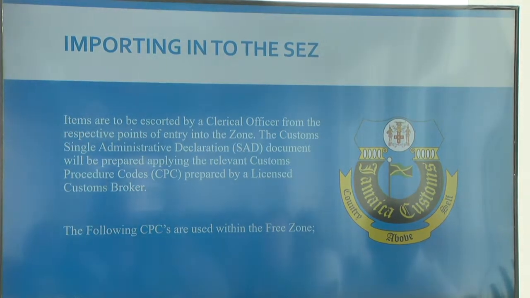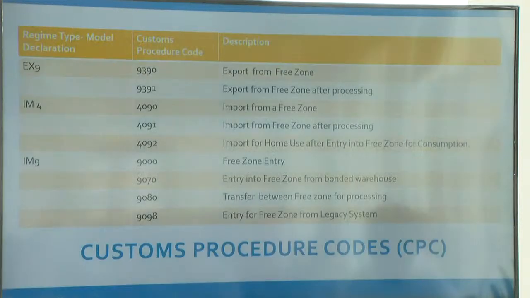Importing into the SEZ. Items are to be escorted by a clerical officer from the respective points of entry into the zone. The Customs Single Administrative Declaration, the SAD, document will be prepared applying the relevant customs procedure codes prepared by a licensed customs broker. The following codes are used within the free zone. I'm sure some of you are familiar with these codes. Yes?